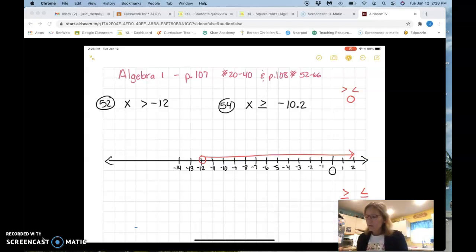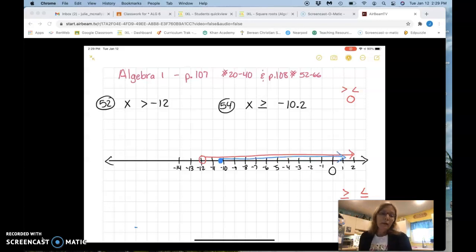It says x is greater than or equal to, so now I'm going to have a solid circle, -10.2. So I'm going to go to -10, and then go 0.2, which is just a little bit further than -10. And I'm going to put my dot right there, -10.2. Then I'm going to read the inequality again and see which way my line is going to go. X is greater than or equal to -10.2.